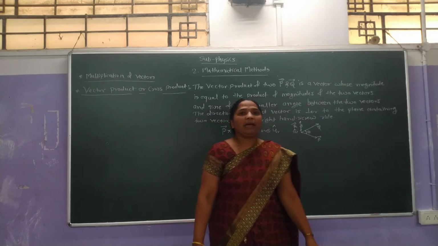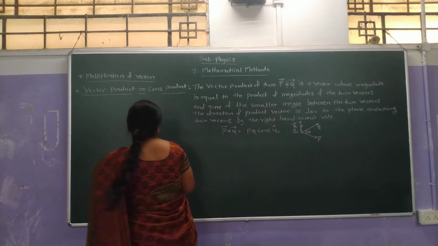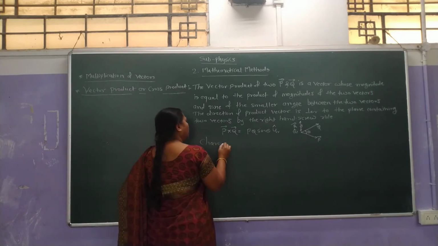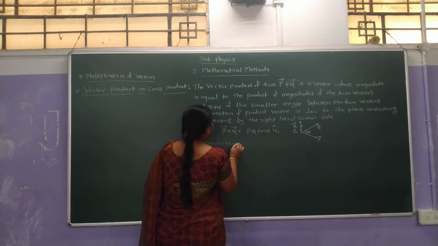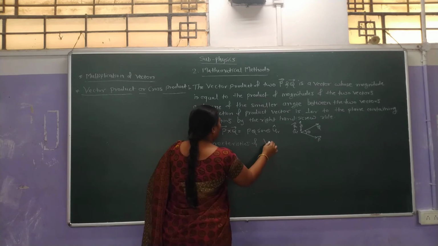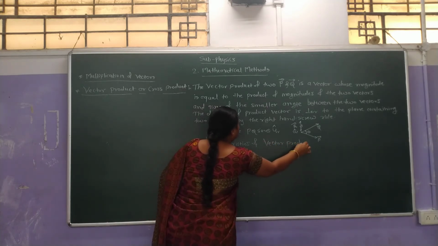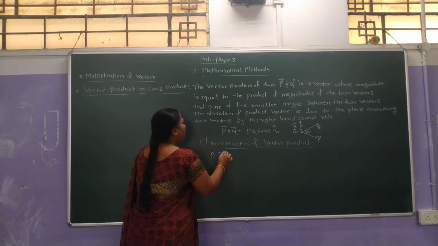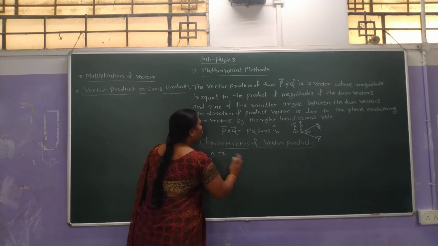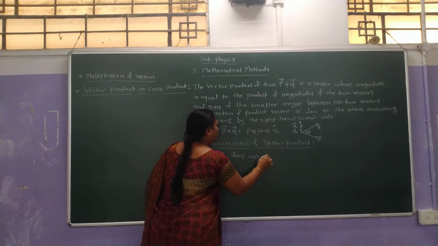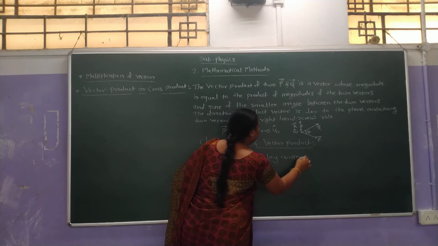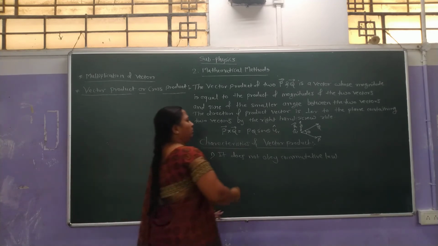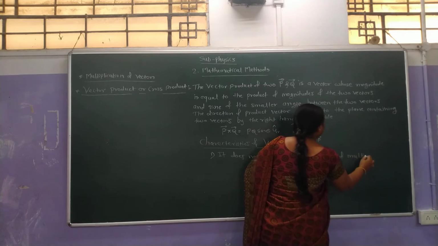Then we study the characteristics of the vector product of two vectors. First, it does not obey the commutative law of multiplication.